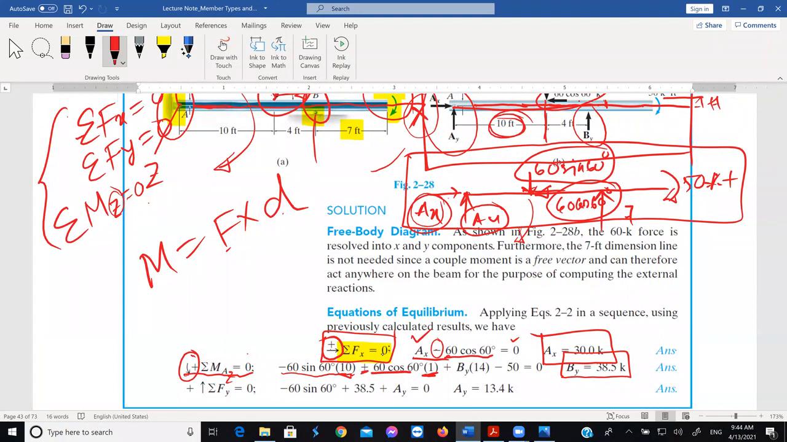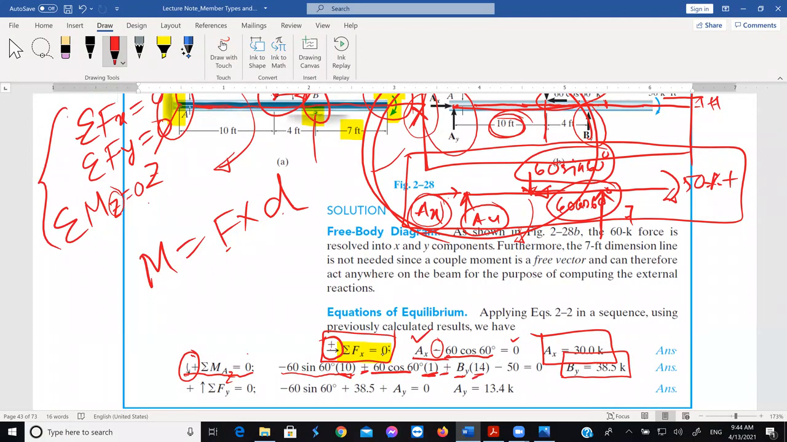And also the vertical reaction at B, that's By, is working upward. That means it's creating an anti-clockwise rotation about point A. So that's going to be positive also. And the moment arm is 10 plus 4 feet, total 14 feet.